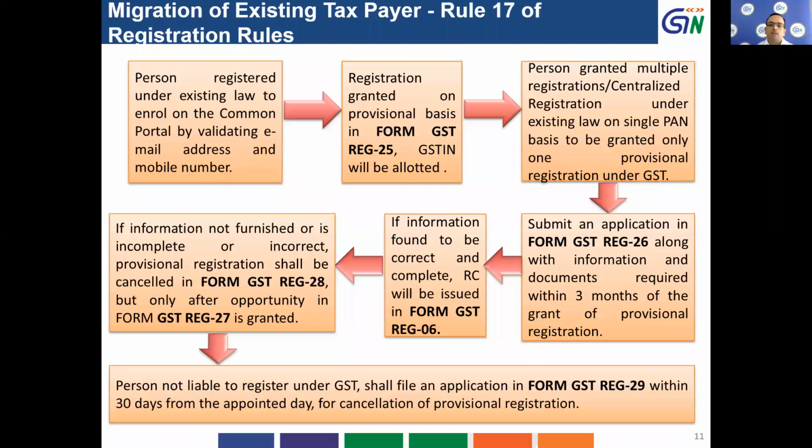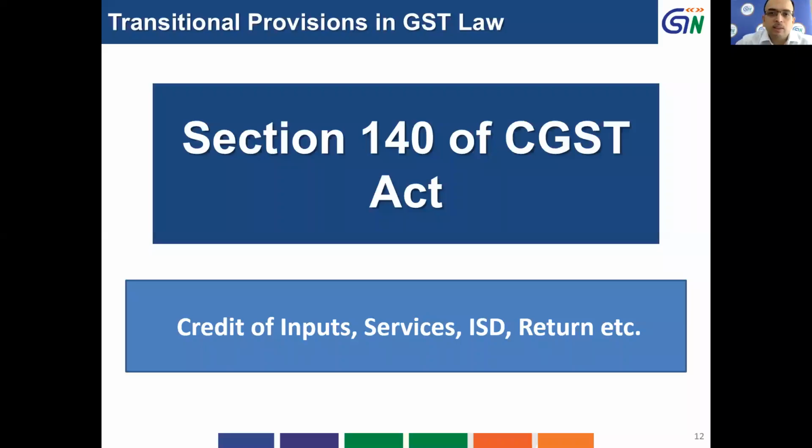Persons who are not liable to register under GST, who are already registered but not liable to register in GST, will file an application in form GST Reg 29 within 30 days of the appointed date for cancellation of their provisional registration. So if you see, everything is provided. If you are liable to register under the new law and you were registered in the existing law and had a valid PAN, then you are going to apply. That will be scrutinized, and then a provisional registration certificate and a final registration certificate will be issued. The provisional registration certificate will be given initially, and if you don't want to continue in the new regime, then you have to apply in form Reg 29 for cancellation of your provisional registration certificate. So that's about section 139 of the CGST Act.